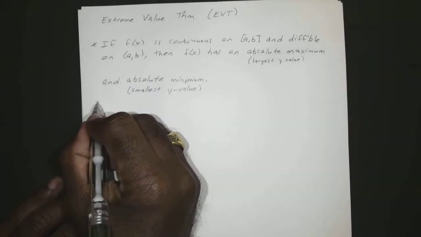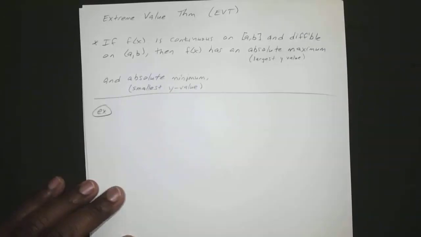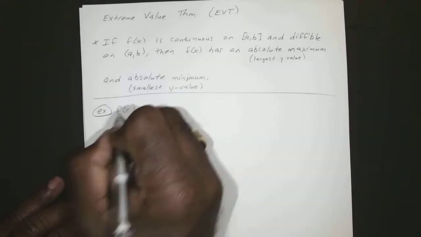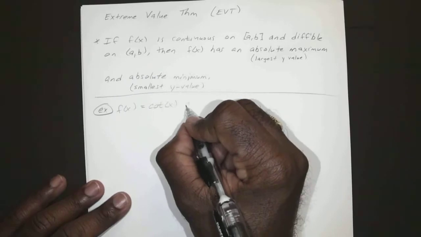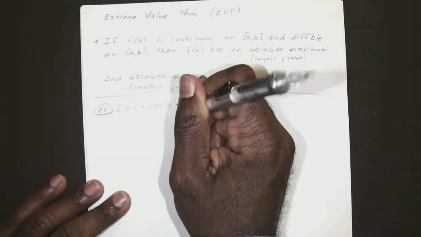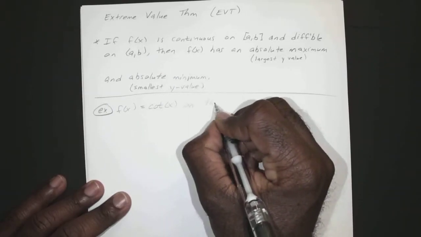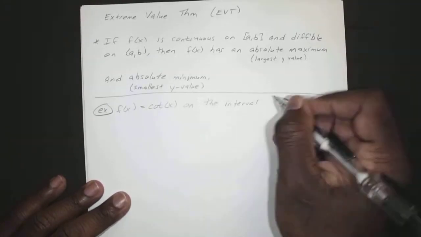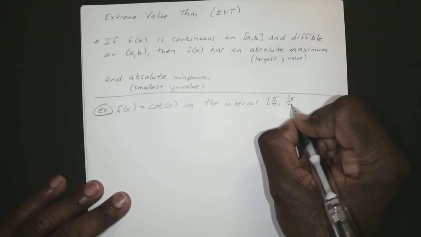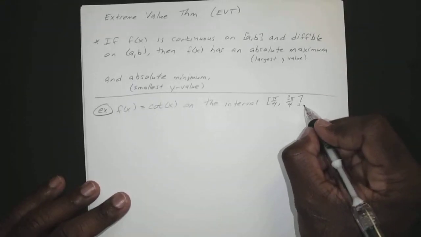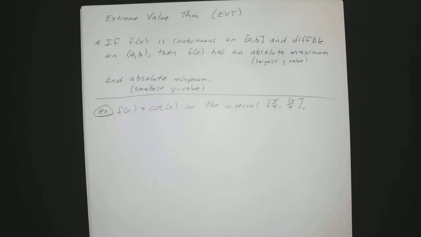All right, so let's say, for example, f of x equals cotangent of x, on the interval of pi over 4 to 3 pi over 4. Okay. So we can say that this is guaranteed to have an absolute maximum and minimum. And this is how we can figure out why.